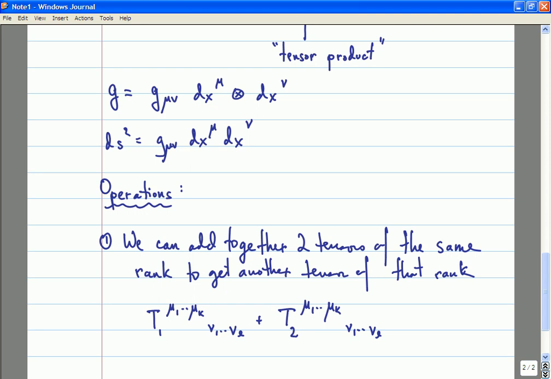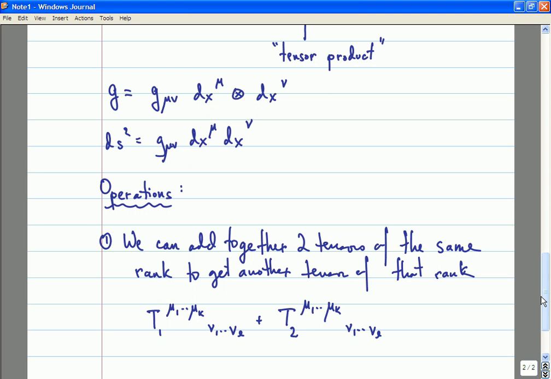Why is that true? Well, remember the definition of a tensor is something that transforms by multiplication by a bunch of Jacobians and inverse Jacobians. And if you think about it for a second, the multiplication by these Jacobians is a linear operation. So if T1 and T2 both transform in a given way under coordinate transformations, so will their sum. So it makes sense to write down things like the sum of two tensors of the same rank.